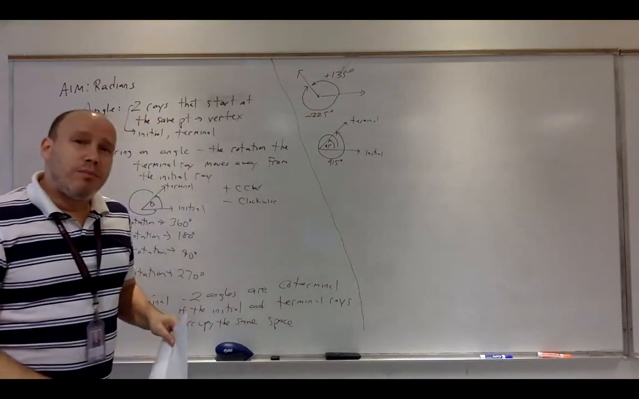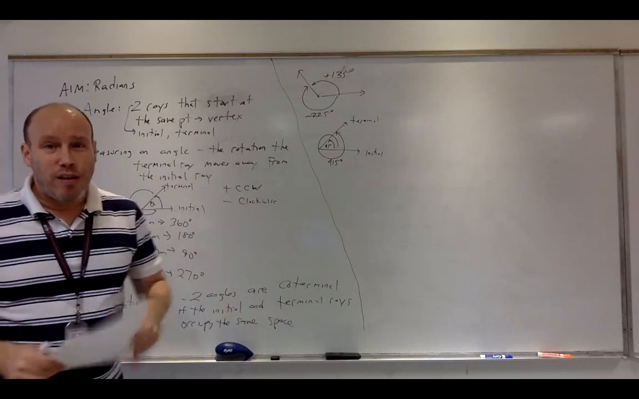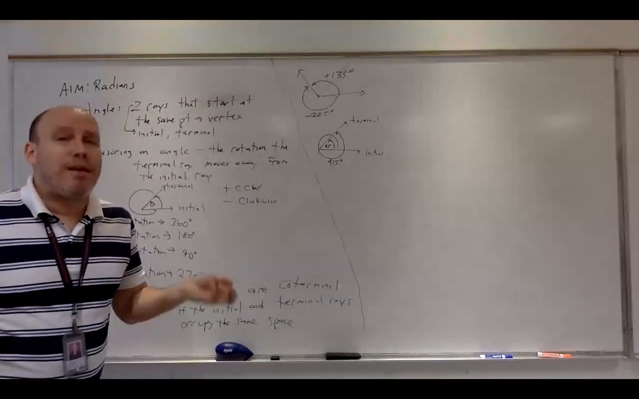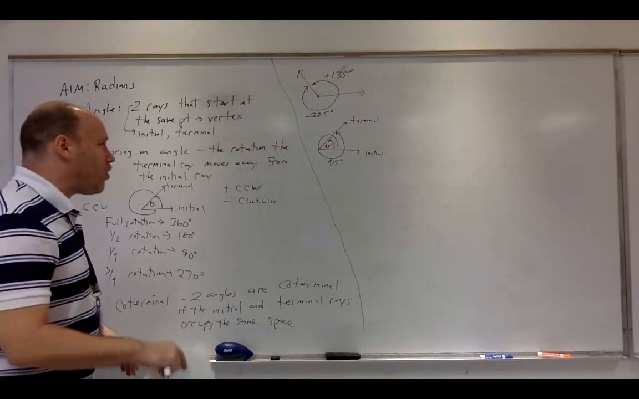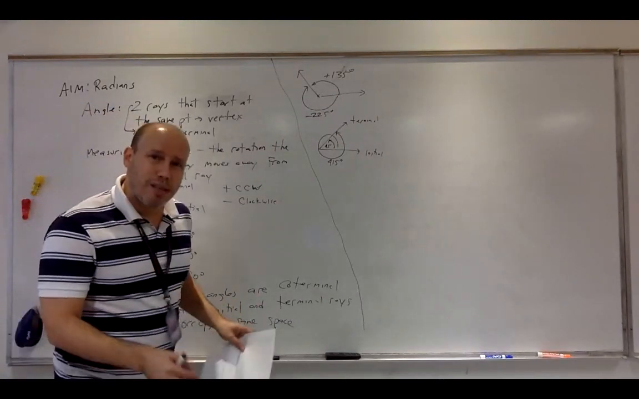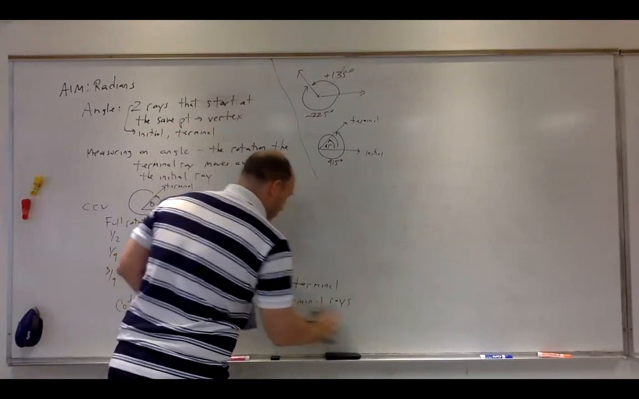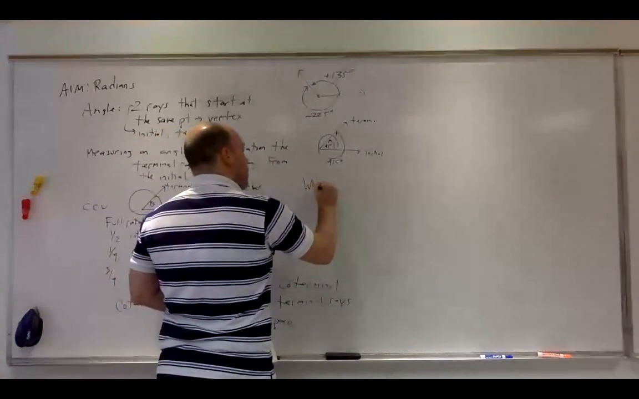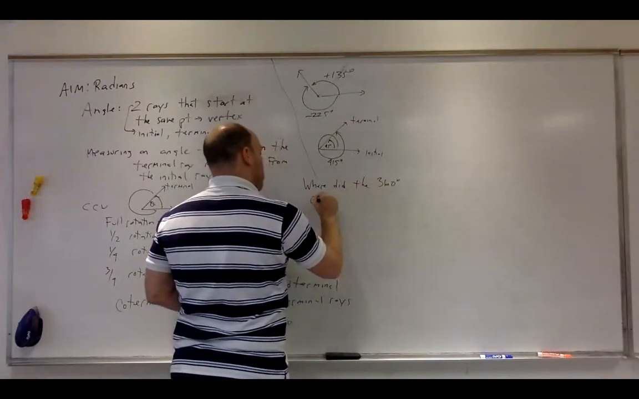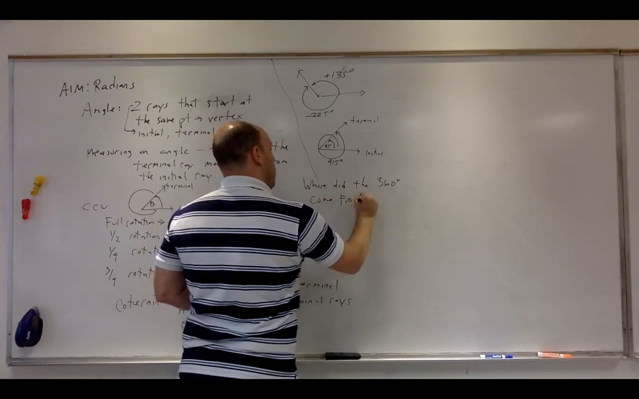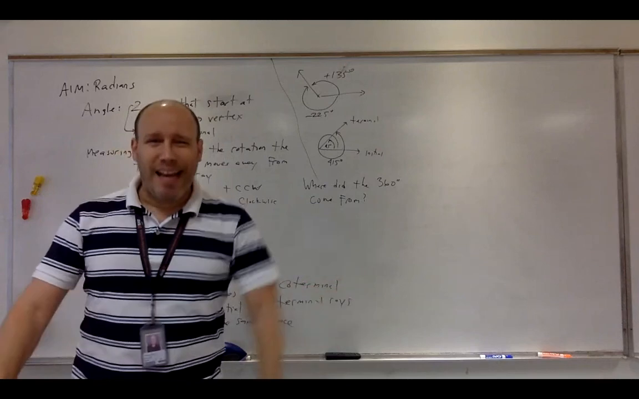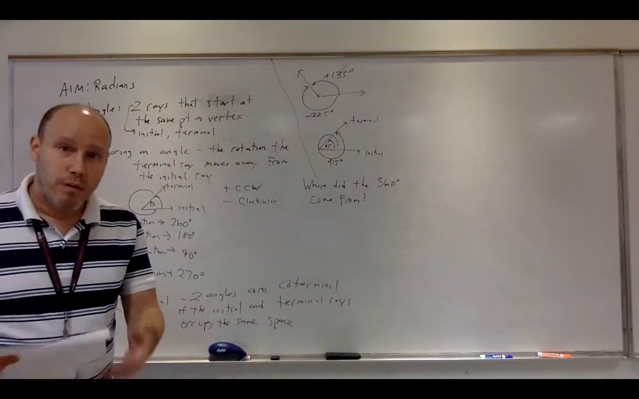So you've done all the things with angles. The sum of the angles of a triangle is 180 degrees, and complementary angles sum to 90 degrees. But the question we have to ask ourselves right now is, where did the 360 come from? I want you to pause the video and explore that. Where did they get 360 from?